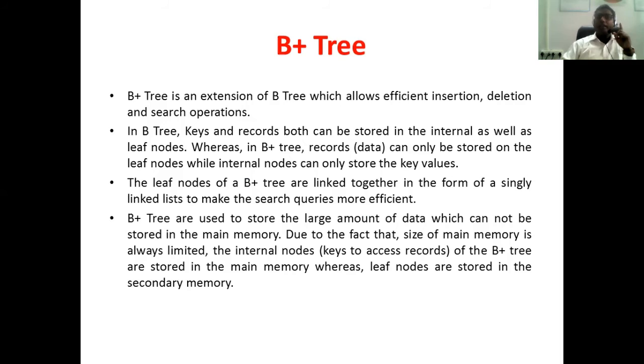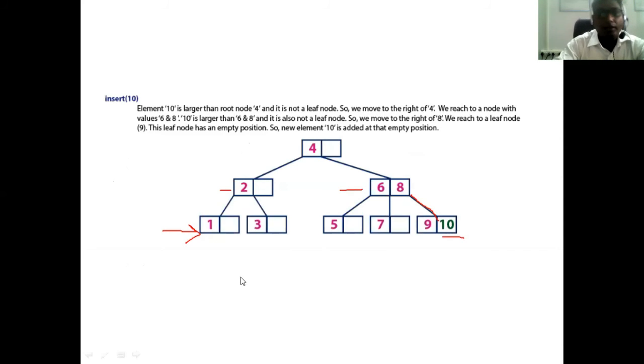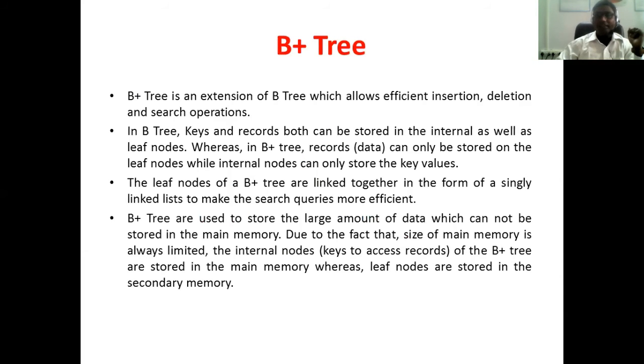In B tree, keys and records can both be stored in the internal as well as leaf nodes. You can see in the B tree we have just seen, the keys and records are stored in the internal nodes as well as the leaf nodes. This one is a leaf node: 1, 3, 5, 7. These are leaf nodes: 2, 6, 8. And these are the internal nodes. So all nodes, internal nodes as well as leaf nodes, will contain the record as well as the key value.